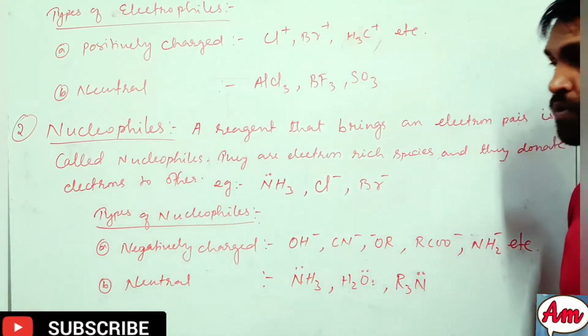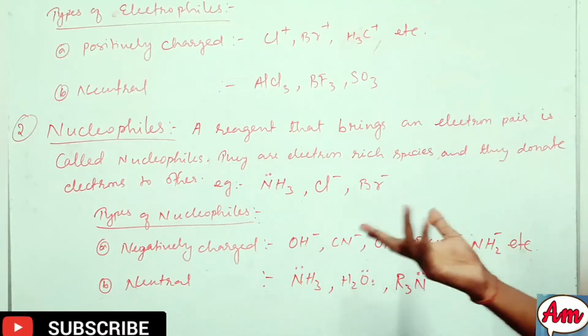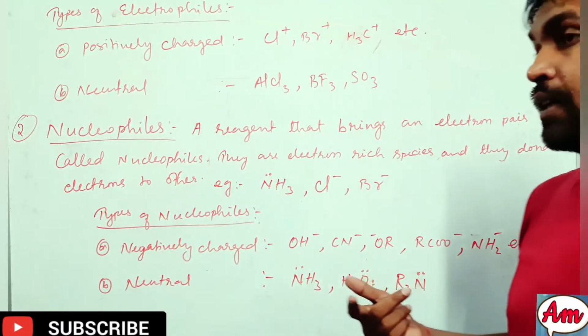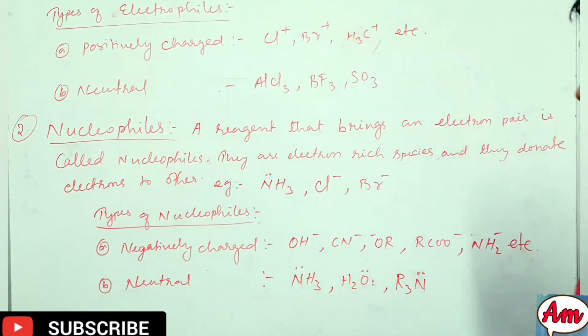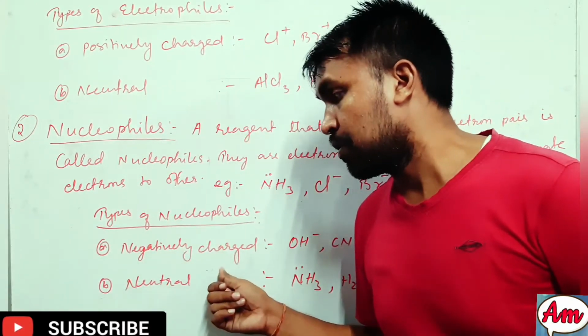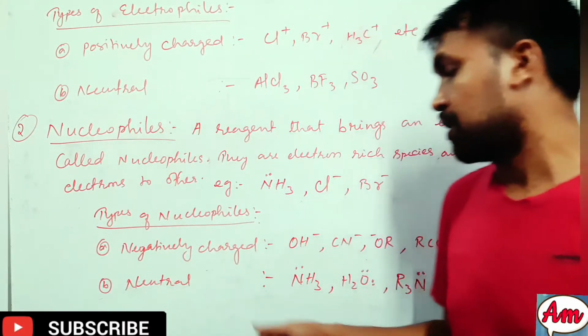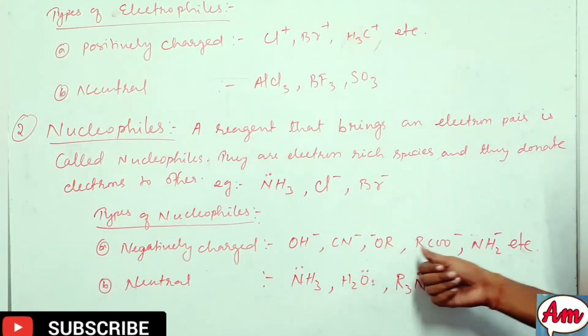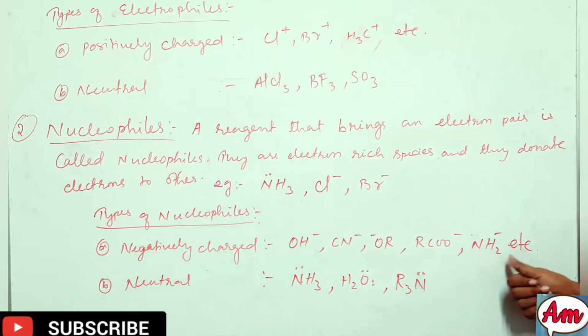Okay or not? So nucleophiles are what? Electron donors, and electrophiles are what? Electron gainers. Accepted. Okay, types of nucleophiles: in the same way, they have negatively charged nucleophiles and neutral ones. Negatively charged nucleophiles are OH negative, CN negative, OR negative, RCOO negative, NH2 negative, etc.